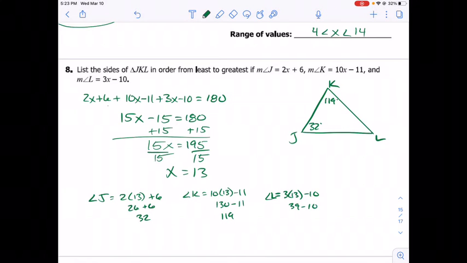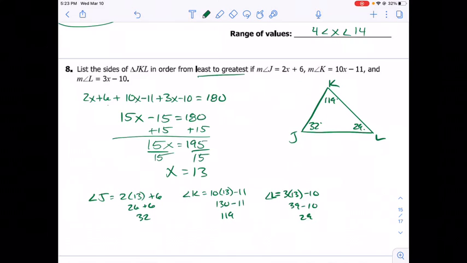39 minus 10 is going to be 29. All right, so it says from least to greatest, so smallest side. Well, that's going to be across from the smallest angle, which means JK, so small, middle, and the longest.